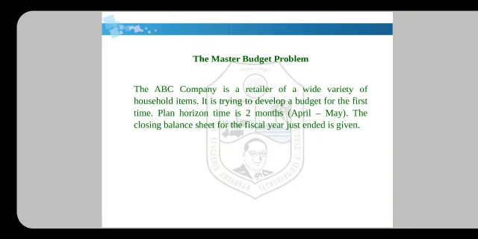So let's take one problem for which we are going to make a budget plan. Let's say the ABC company is a retailer of a wide variety of household items. It is trying to develop a budget for the first time. The plan horizon is 2 months, and the company is making a budget only for 2 months, April and May, so 1 April to 31st May. The closing balance sheet for the fiscal year just ended is given, and whatever information we have for the closing year is given in the balance sheet.